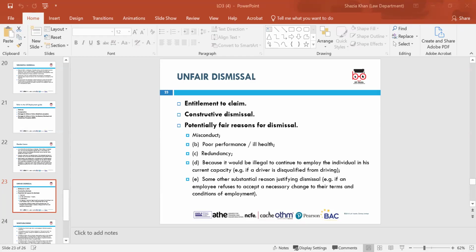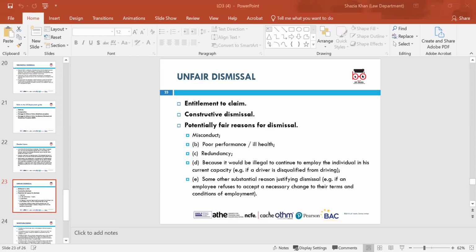Potentially fair reasons for dismissal. It could be misconduct, poor performance, ill health, redundancy, or because it would be illegal to continue to employ the individual in their current capacity. For example, if a driver is disqualified from driving and his job is a driver, then they can dismiss you on that basis, because you're not capable of doing the job.